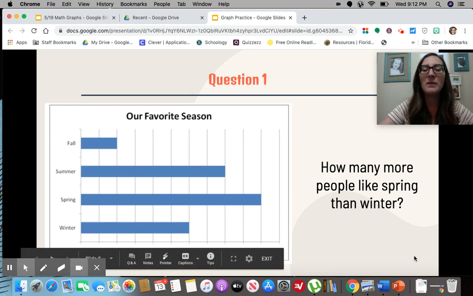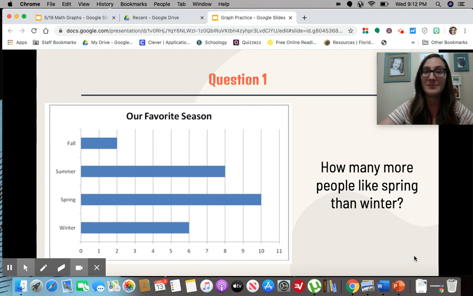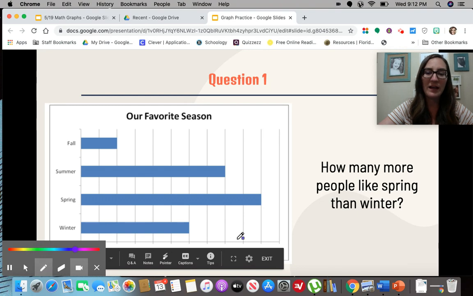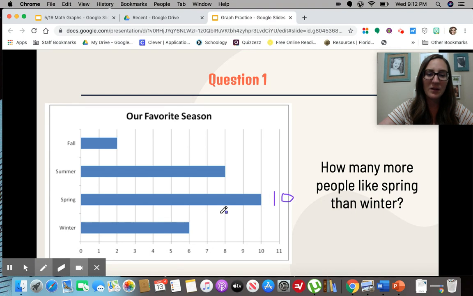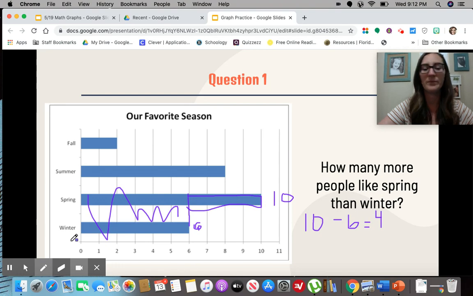All right, how many more people like spring than winter? That means you're going to have to compare. All right, let's see. You got it right. Spring than winter. So we have to compare. Spring we have 10. Winter we have 6. If we have to compare, we do 10 minus 6 to find the difference. And the difference is 4. Good job. You could also look at the bars and say, all right, that's the same. All of this is the same. And what's more are these 4 more.